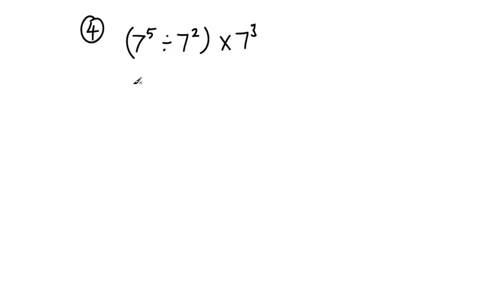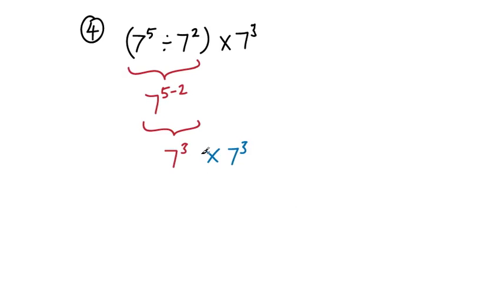So right here, parentheses come first in our order of operations. So 7 to the 5th power divided by 7 to the 2nd. Right here, this becomes 7 to the 5 subtract 2. So this is 7 to the 3rd power. But now we can't forget, we're not finished here. We still have to multiply this by 7 to the 3rd power.